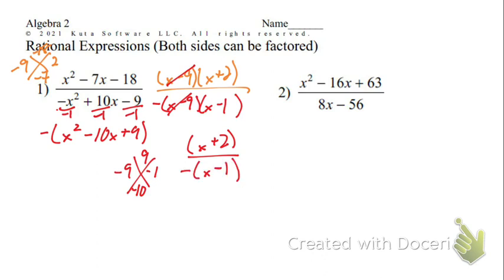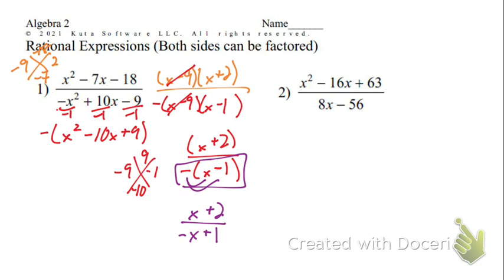Now, this answer can be looked at differently if you just have the x plus 2 on top. I kind of like the denominator that way, but you might also see it as a negative x plus 1, because if you distribute the negative, that's what you'd end up getting. But either way, I'll know what you're talking about if you answer it correctly.